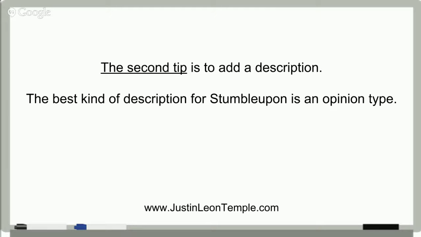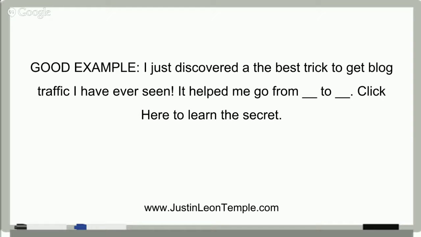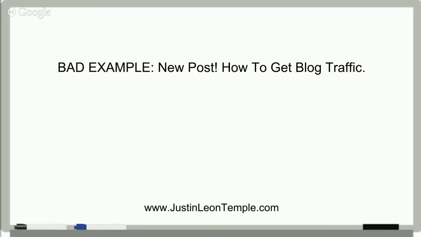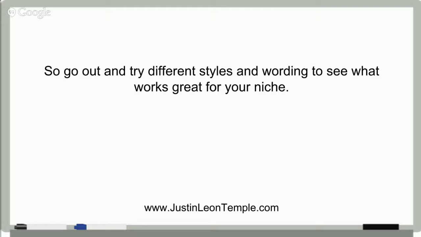The second tip is to add a description. The best kind of description for Stumbleupon is an opinion-type description. So a good example is, hey guys, I just discovered the best trick to get blog traffic I have ever seen. It helped me go from blank to blank. Click here to learn the secret. And a bad example is, new post, how to get blog traffic. Okay, so go out and try different styles and wording to see what works great for your niche.